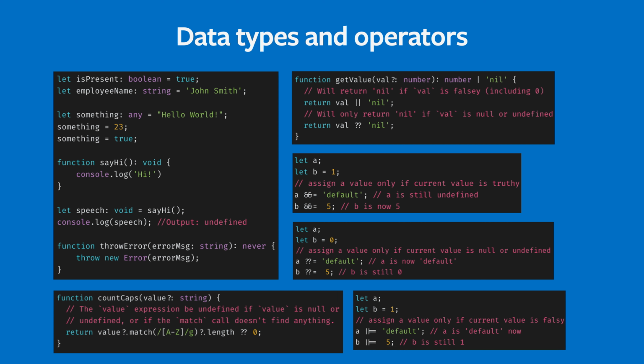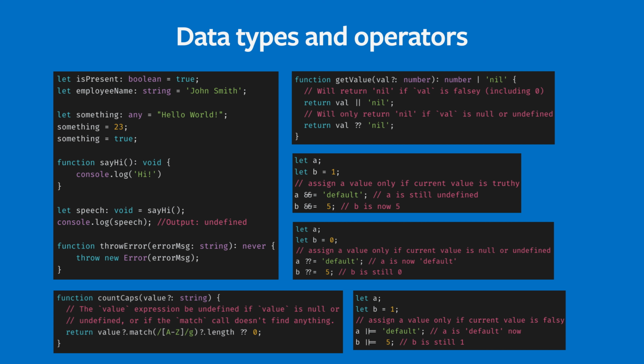In this case, a will still be undefined because it was undefined before and it resolves to false, so we do not overwrite it with the default. We will overwrite b because it was 1 and now it resolves to true, so we overwrite it with 5.